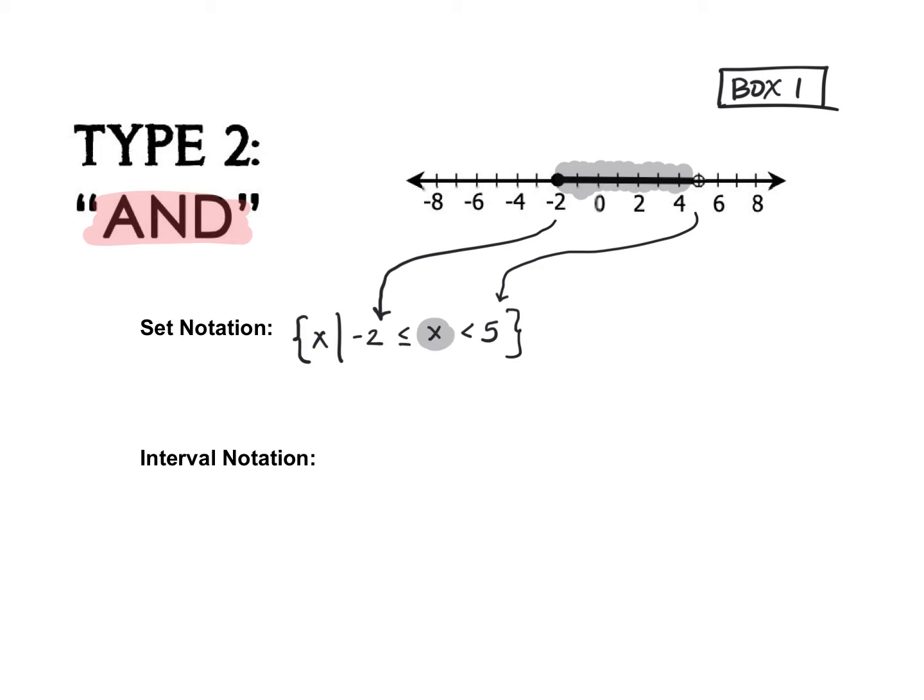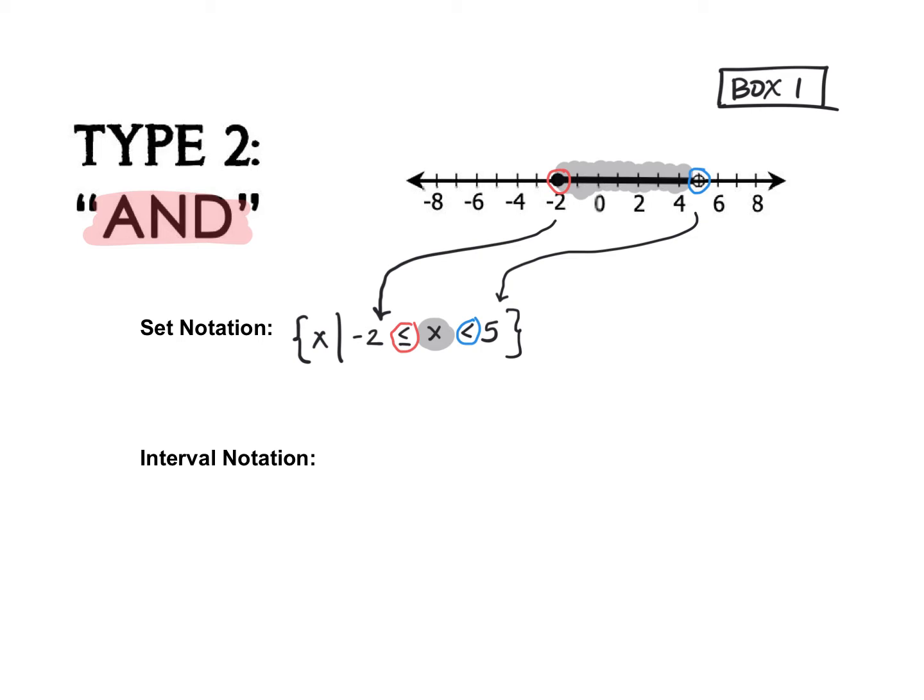The reason I have less than or equal to is because this is a closed circle. This is a closed circle, so that's the reason I have this less than or equal to. And I have an open circle here, so that's why this is just less than.